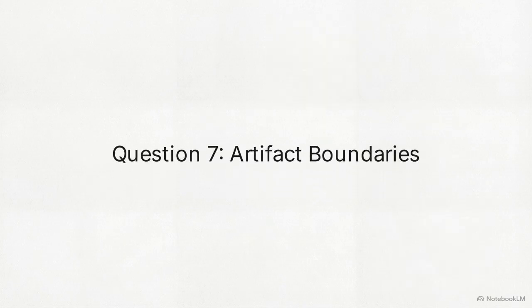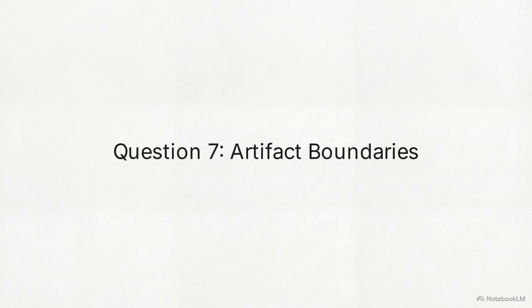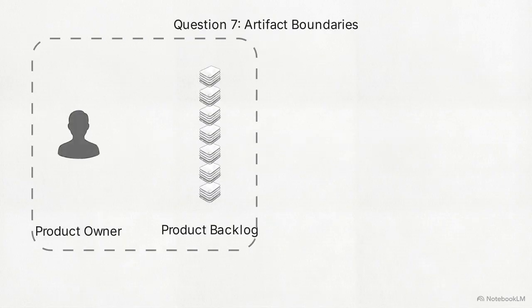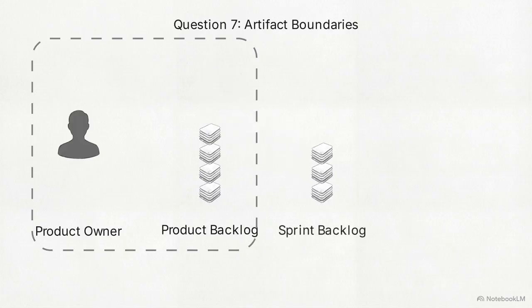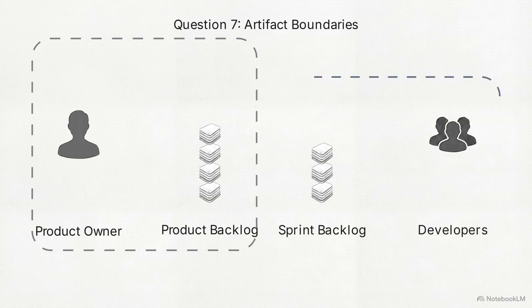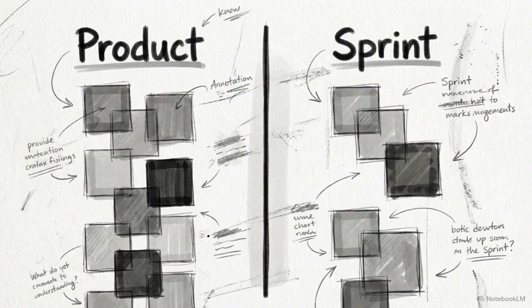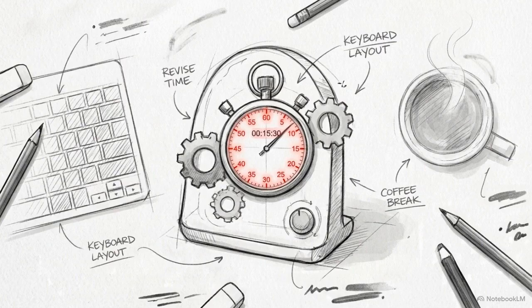For question 7, clearly define the artifact boundaries. The product backlog is the overarching to-do list owned entirely by the product owner. The sprint backlog is the specific subset of work selected for the current sprint, and it is owned entirely by the developers. When you clearly articulate the rigid boundary between these artifacts and events, you demonstrate that you respect the team's autonomy and their need for time-boxed focus.